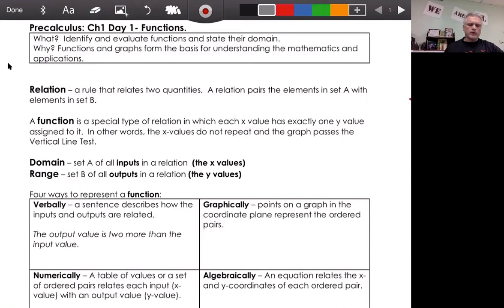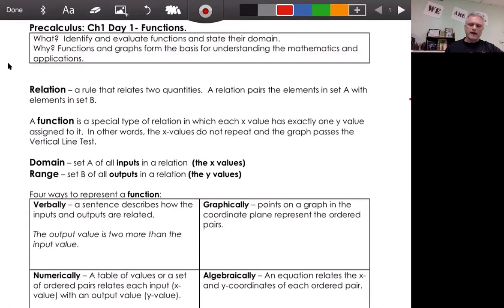There are four ways to represent a function. You can say it; you can verbally state a sentence that describes how your x's and your y's, your inputs and your outputs, are related. So the output is 2 more than the input. That would look like y equals x plus 2. The output, your y, is 2 more than, so something plus 2, the input, so x plus 2. But verbally, it's just saying it in words. No algebra.